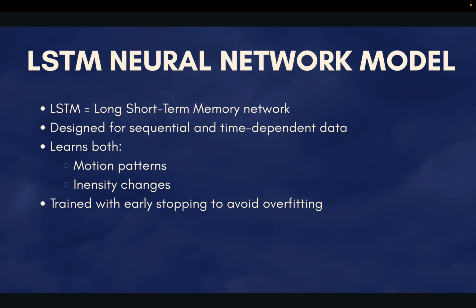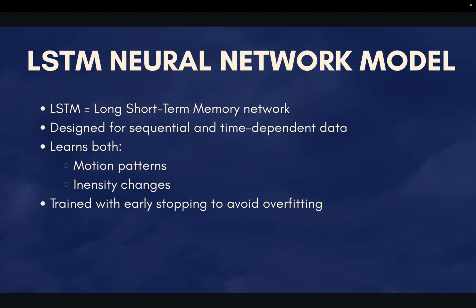LSTM neural network model. Our main model is a long short-term memory network, or LSTM. LSTMs are a type of recurrent neural network designed specifically for sequential data. They have a built-in memory mechanism that lets them retain information over time, which is useful for storms because what happened a few time steps ago can still influence the next move or intensity change.